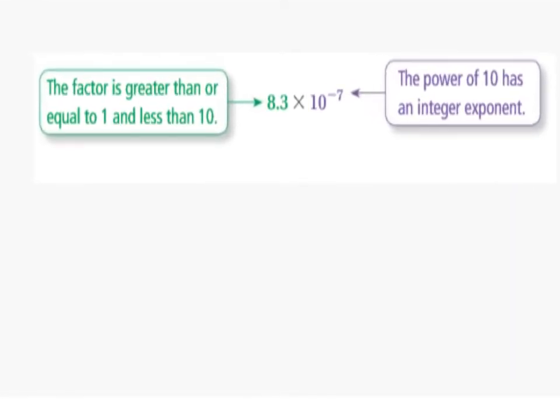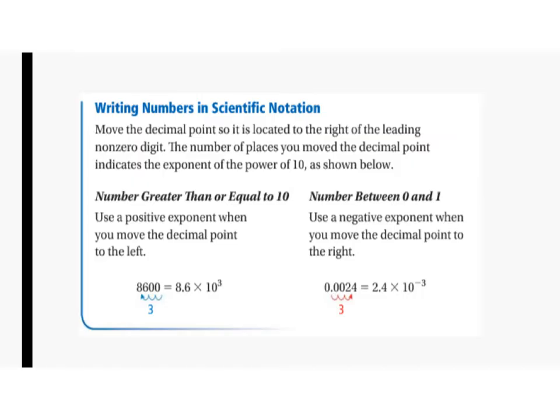If we're looking at 8.3 times 10 to the negative 7th, the factor is greater than or equal to 1 and is less than 10. 8.3, right here, is greater than 1 but less than 10. And then my exponent, negative 7, the power of 10 has an integer exponent, and negative 7 is an integer.